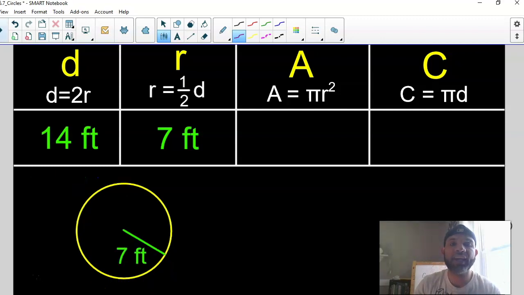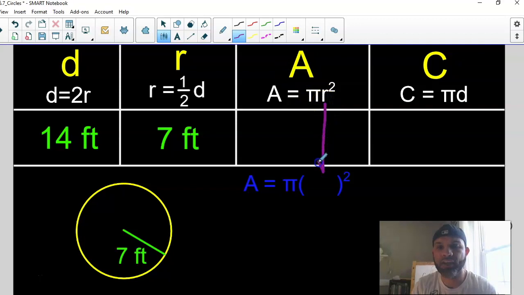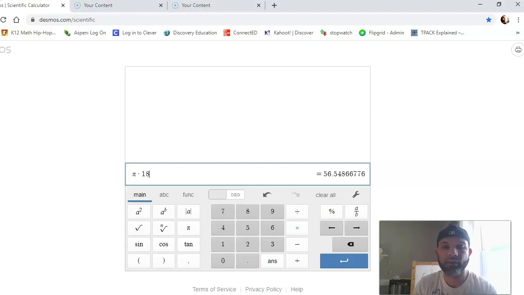Now, for the area, I want you to use your Desmos calculator to do this, okay? So you should have a tab open, desmos.com/scientific. In that equation, to use the calculator, you're just going to do pi times the radius squared. Again, we're just substituting our radius. So what is our radius, right? Well, we know our radius is 7.